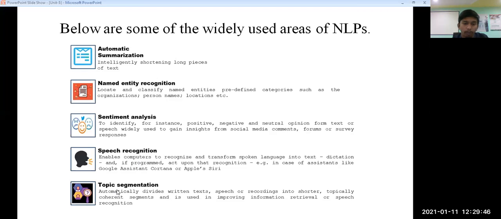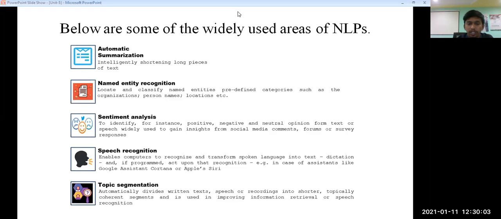And next one is topic segmentation, which is a research area with respect to your information retrieval or speech recognition only. So if you are giving your search words or keywords, it will try to get you relevant information. That is something about your topic segmentation.